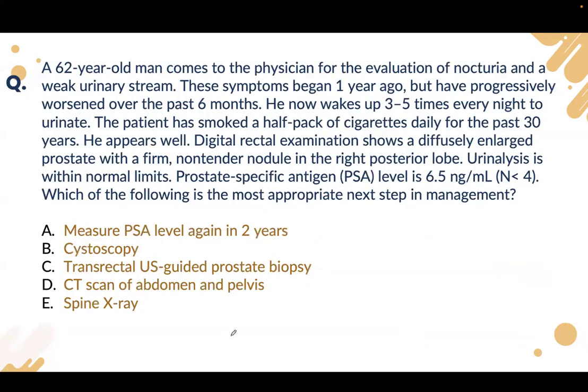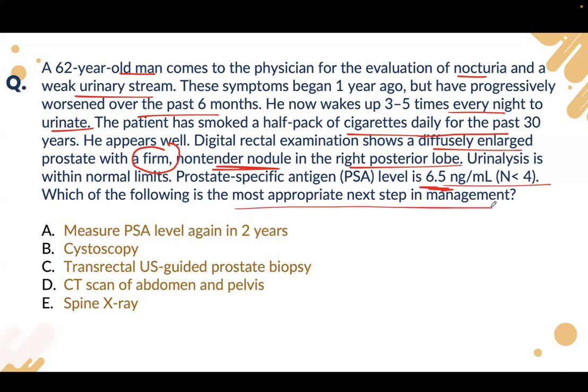Now we have two more questions left. A 62-year-old man comes to the physician for the evaluation of nocturia and a weak urinary stream. These symptoms began 1 year ago, but have progressively worsened over the past 6 months. He now wakes up 3 to 5 times every night to urinate. The patient has smoked half a pack of cigarettes daily for the past 30 years. Digital rectal examination shows a diffusely enlarged prostate that is firm with nodules that are non-tender in the posterior lobe. Urinalysis is within normal limits. PSA level is 6.5, which is above the normal limit. Which of the following is the most appropriate next step in the management?